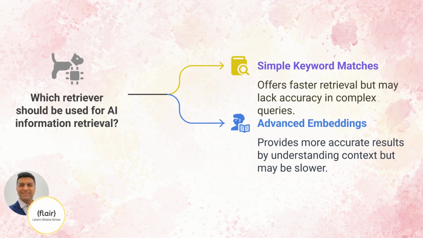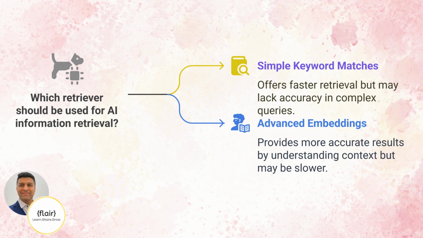That makes sense, but there's also the question of retrievers. What are they and why does it matter which one you choose? Think of retrievers as librarians for your AI. They decide which information from that vast external database is actually relevant to the question. Simpler retrievers might just look for keyword matches, which is fast but can miss nuances. More advanced retrievers using embeddings understand the meaning behind the query, making them more accurate but also more computationally expensive.